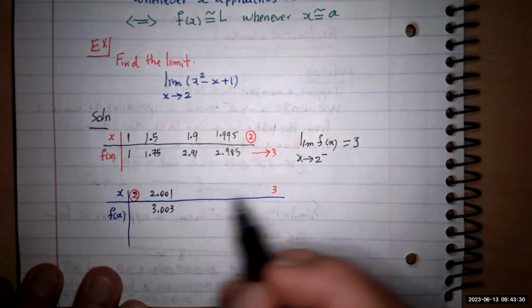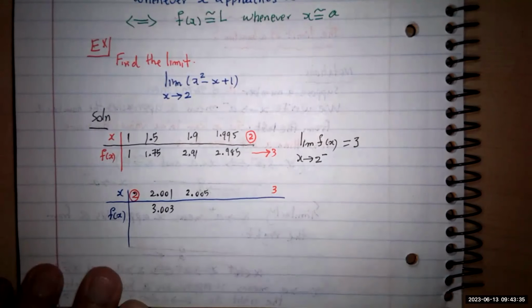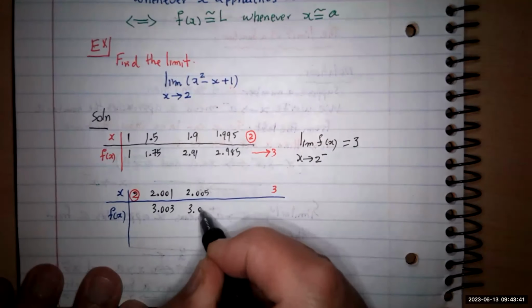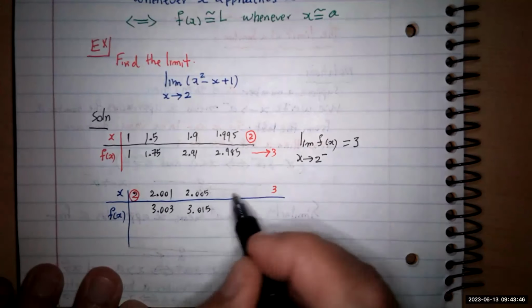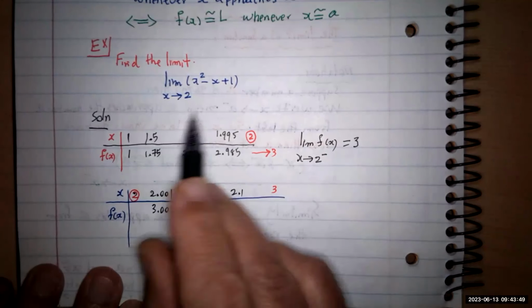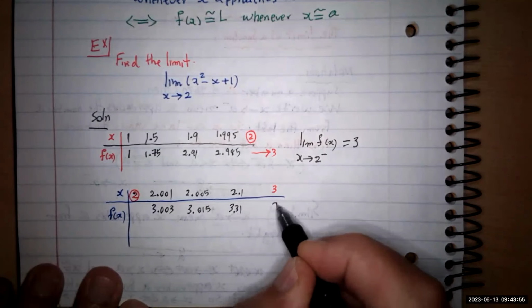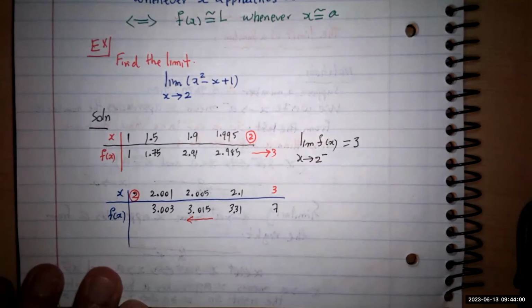Then you get the number 2.005. Remember, you want to run in this direction. And if you use the calculator, that gives you 3.015. And I pick 2.1, for example. In the calculator, that gives me 3.31. And if you put 3, that gives you 7. But remember, the direction is going to be this part, in this direction. So if you run these numbers down, you are running down to the 3.